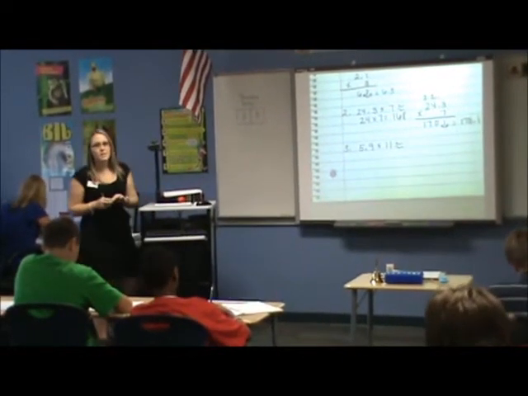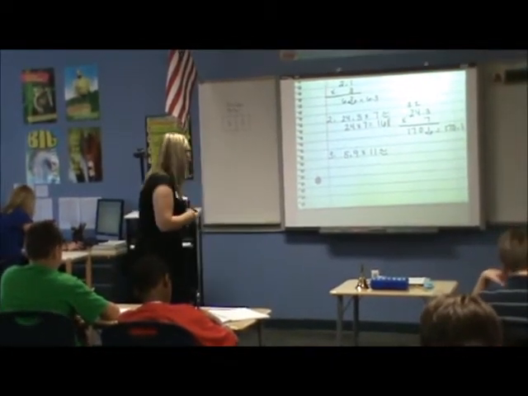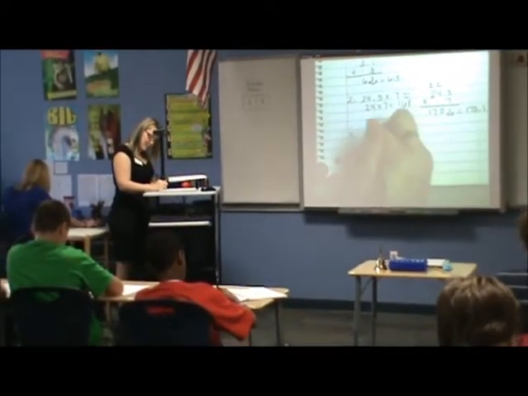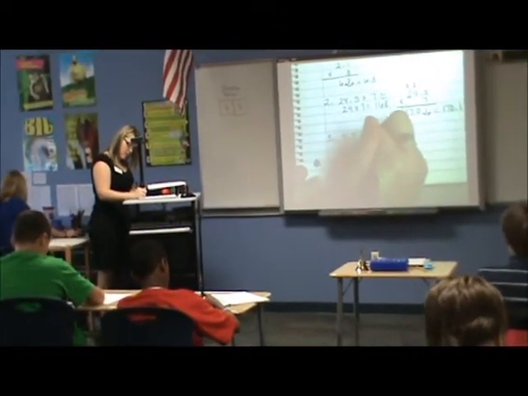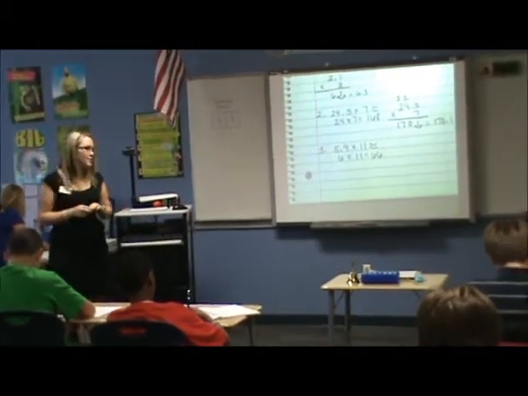What's 5.9 times 11 estimate to, Melinda? 6 times 11, which is 66. So we know our answer is going to be around 66.